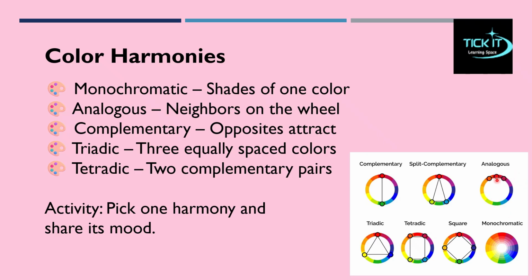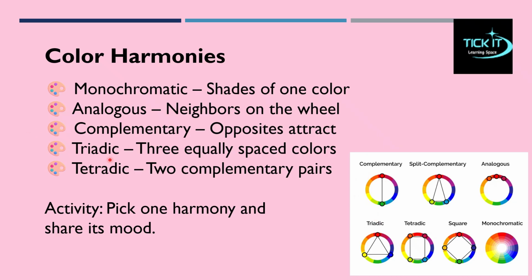Next, analogous, these are neighbors on the wheel, the neighboring colors on the wheel. So if we look here, red, we have a neighboring maroon, we have a neighboring orange. So for the analogous, those are the neighbors on the wheel. Then for complementary, remember, opposites attract. For complementary, the colors are directly opposite to another color that complements that color. So if you're creating your design and you want to know which other colors you can use, you can use the complementary harmony system, and then you can know which color can really suit your design.